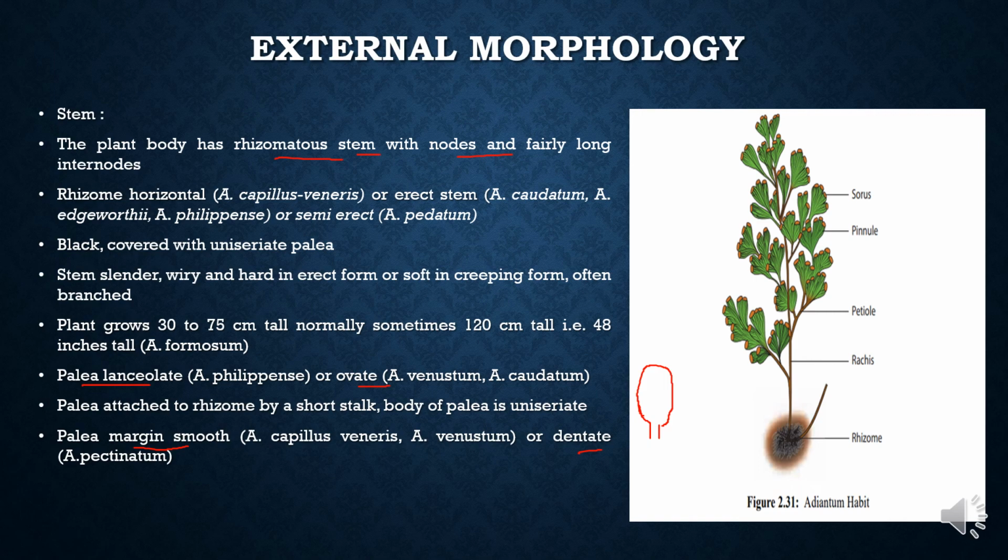So this rhizome in Adiantum can be horizontal or erect or semi-erect depending upon the species. And if it is an erect species, then it is very hard in texture. But if it is creeping, then it is very soft in texture.